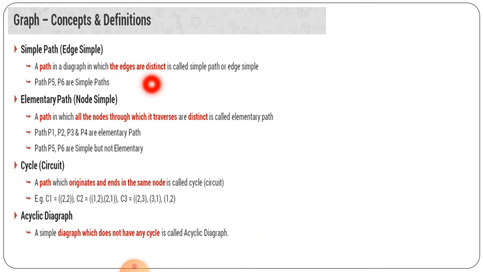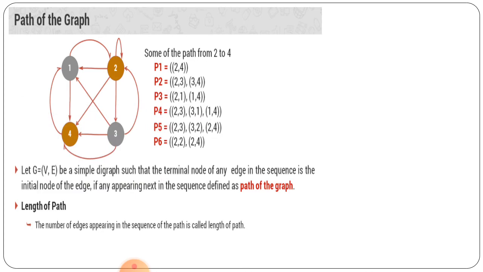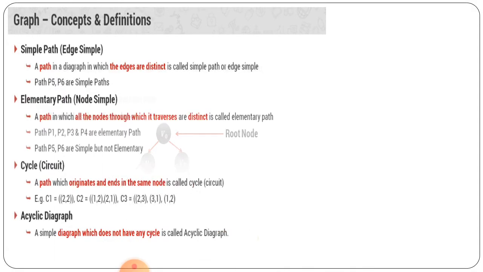Edges are distinct, right? That is called a simple path or edge simple. Path 5 and path 6 are simple paths. Now here we will see path 5 and path 6. Here 2 to 3, 3 to 4, 2 to 3 and 2 to 4. Both have different directions, so these are distinct edges. Now 2 to 2 and 2 to 4, so these two are also distinct edges. So these are simple paths, we can say.